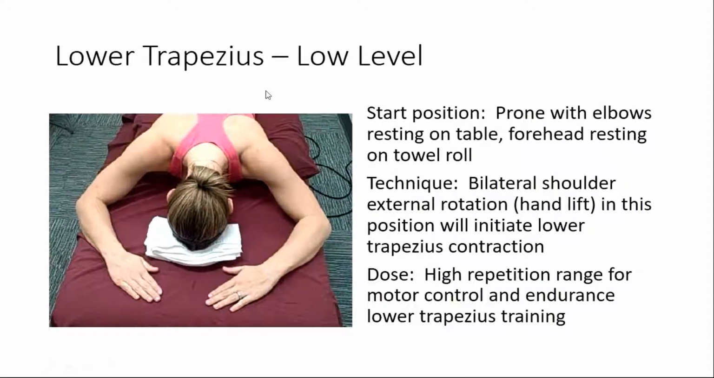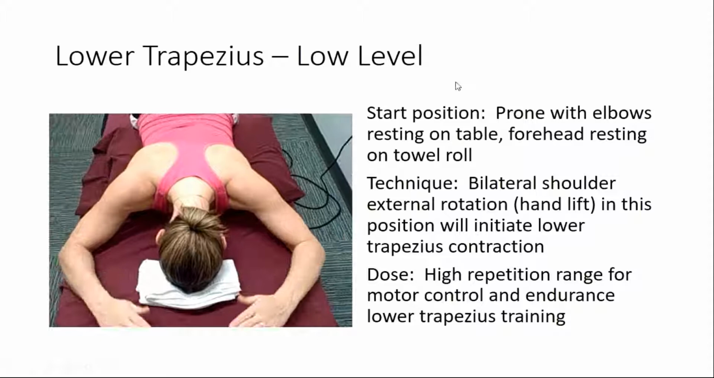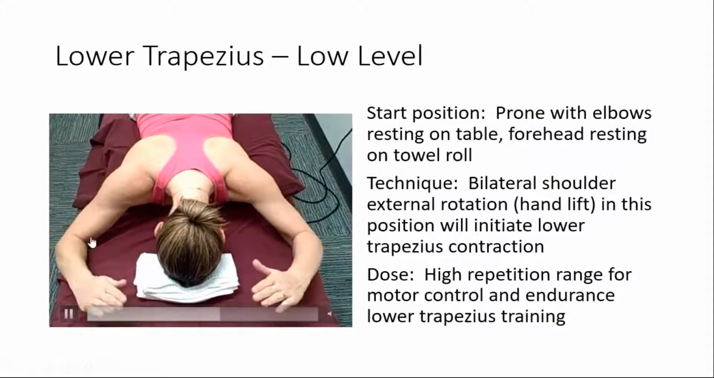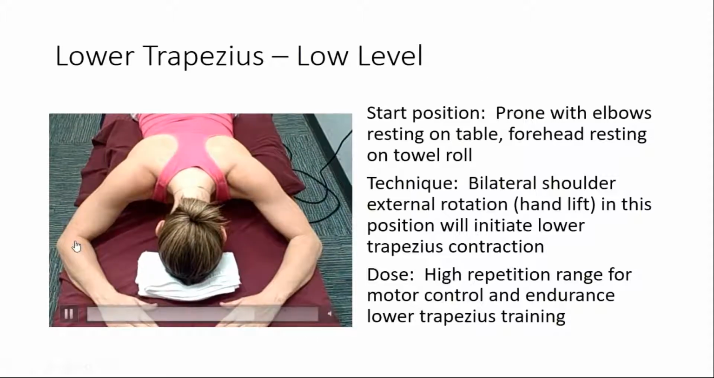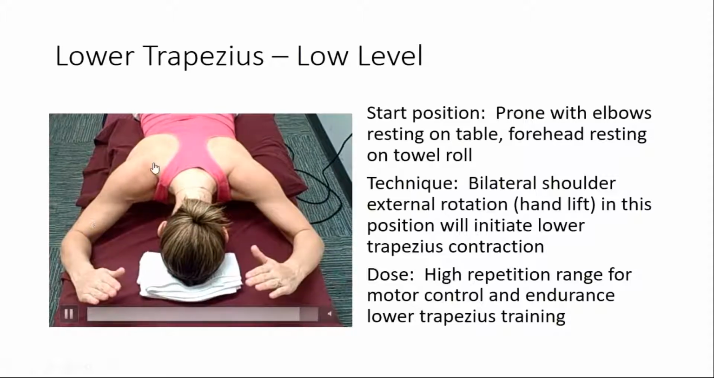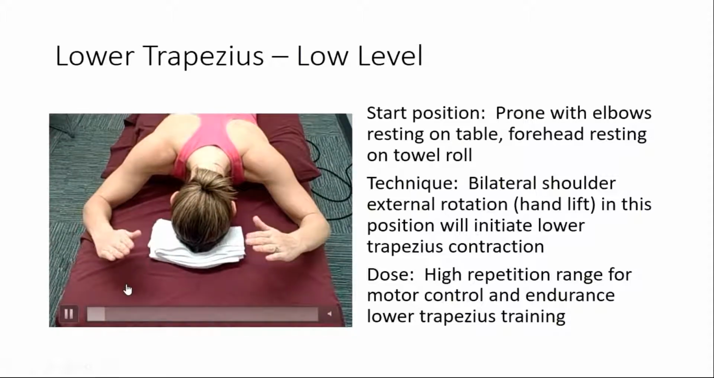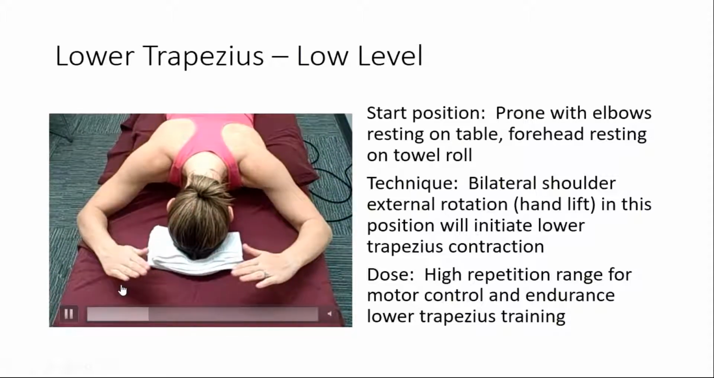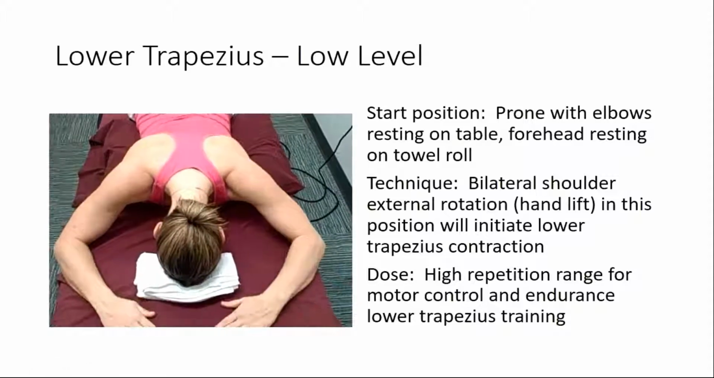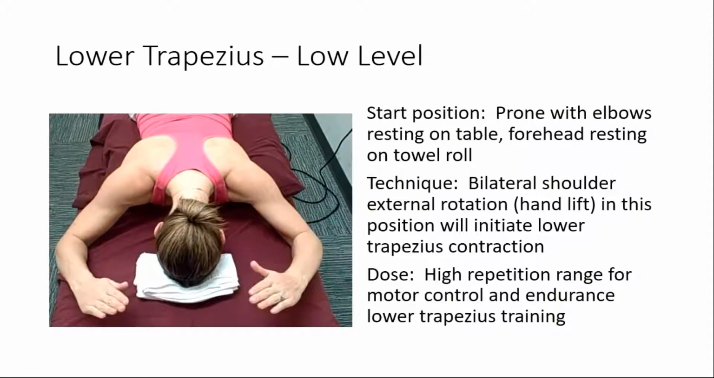And then another nice low trap targeted exercise. They're in prone. The elbows are anchored. So the elbows are going to sit on the table. And what I want, with the shoulder at about 120 degrees, is just going to simply be lift the hands up while keeping the elbows down.